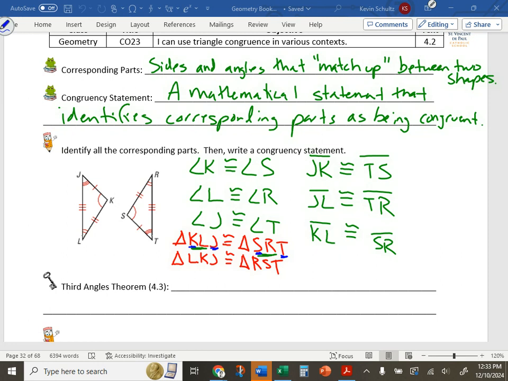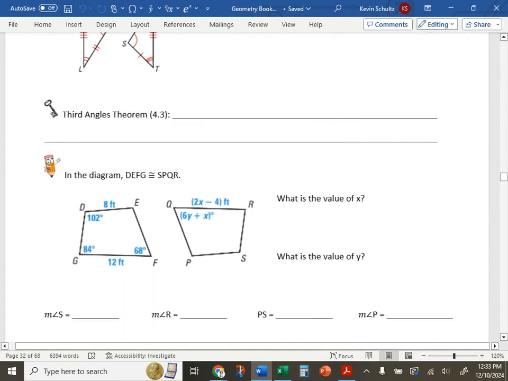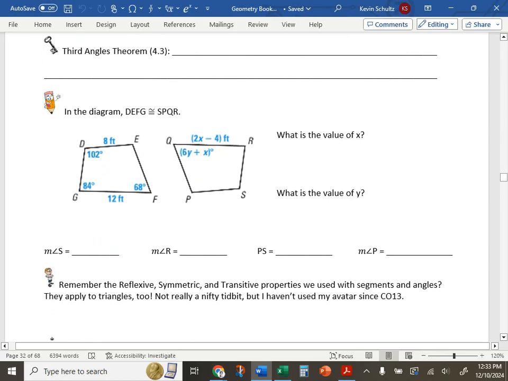Because if you don't know how to read these things, it makes CO24 even more complicated than it needs to be. Okay? All right, good so far. We're good on the notes here? Okay? Question, yes. Do we have to write the line above JK? For now, yes.